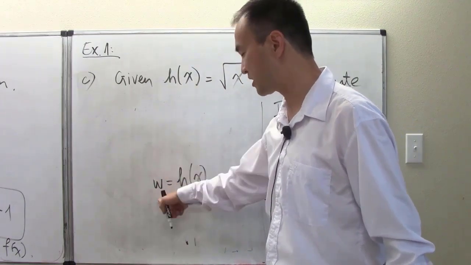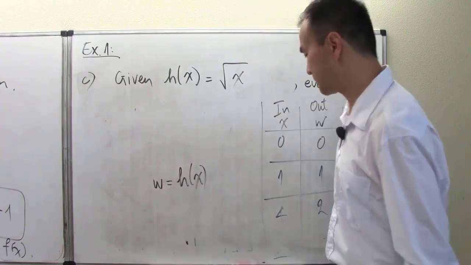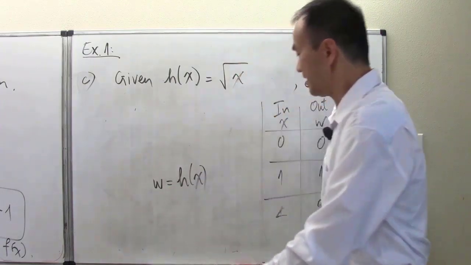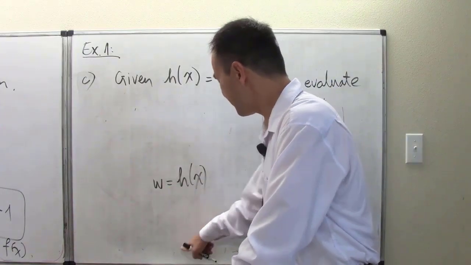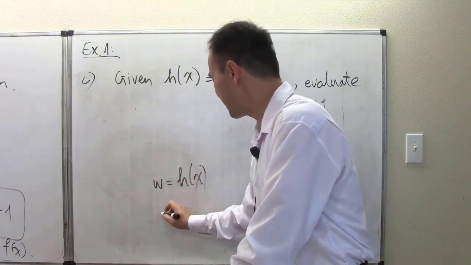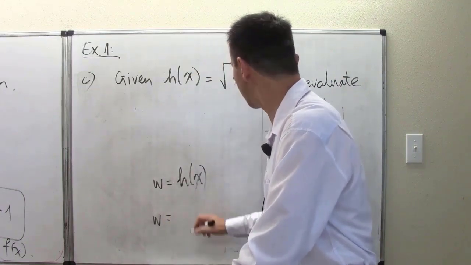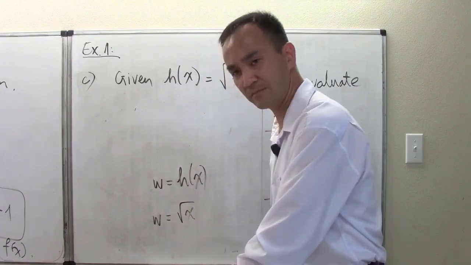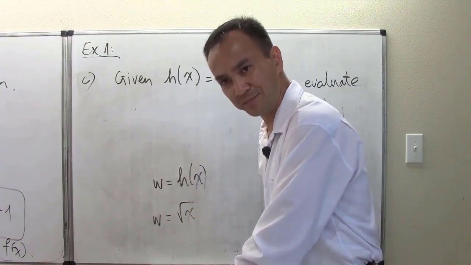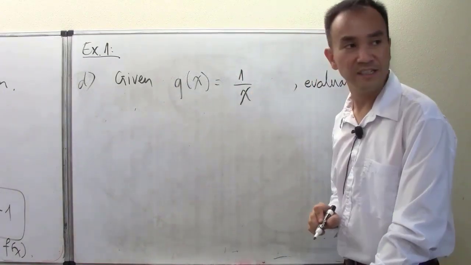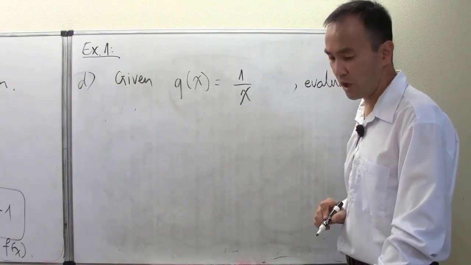X is the input, w is the output. Okay, w is the output. And in the way I'm seeing this, w equals square root of x. All right. Q of x equals 1 over x.